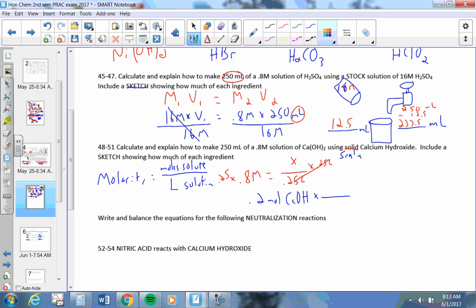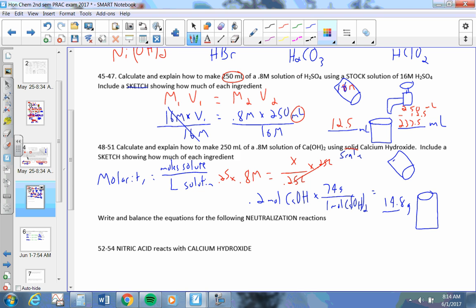How much is that going to weigh? Well, 1 mole of calcium hydroxide, I didn't figure this out at first, looks like 40 plus 32 plus 2, about 74 grams. 0.2 times 74 is 14.8. I will need 14.8 grams of calcium hydroxide.